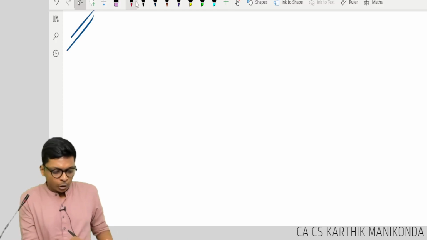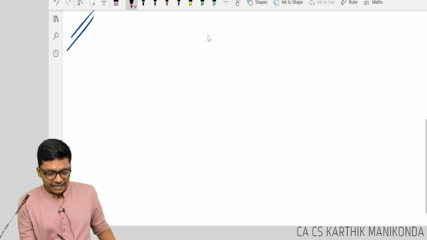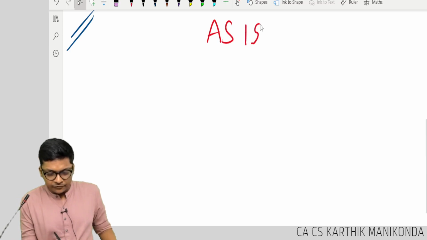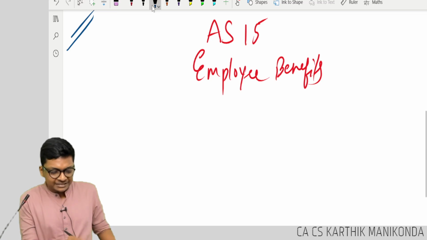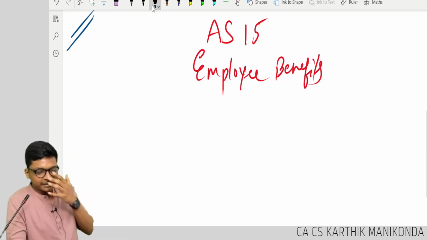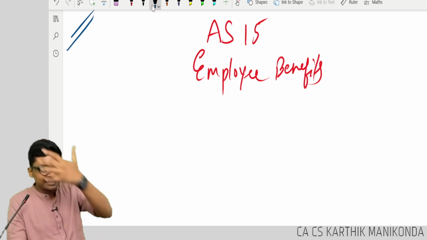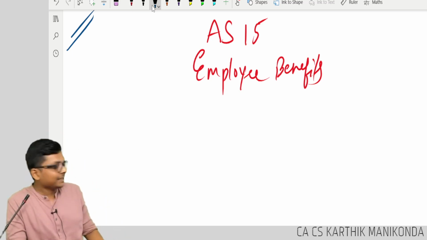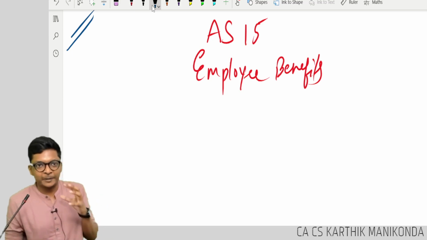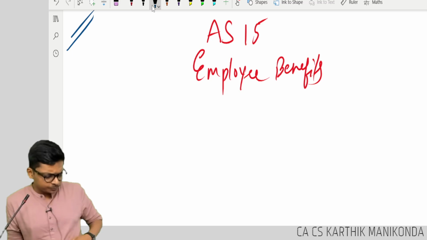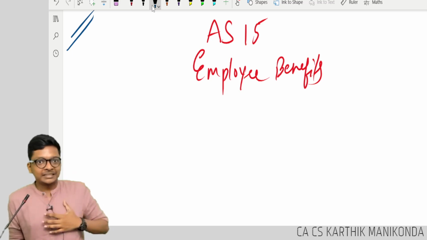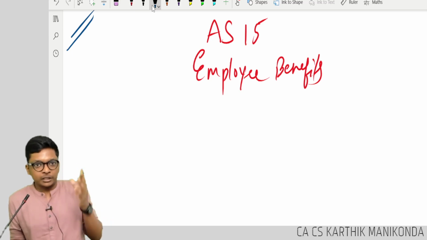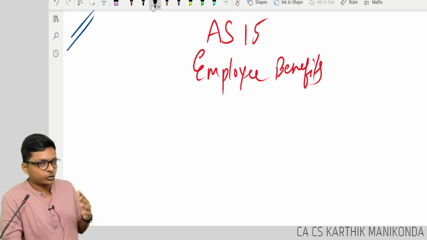Hi everybody, welcome to the last topic that we have, AS 15, which is employee benefits. Now this standard is making its first entry into the CA Inter syllabus. In the history of CA exams, so far it's been only part of CA Final. It is a complex standard, yes. In CA Final itself, it's one of the top 3 most complex standards for students.